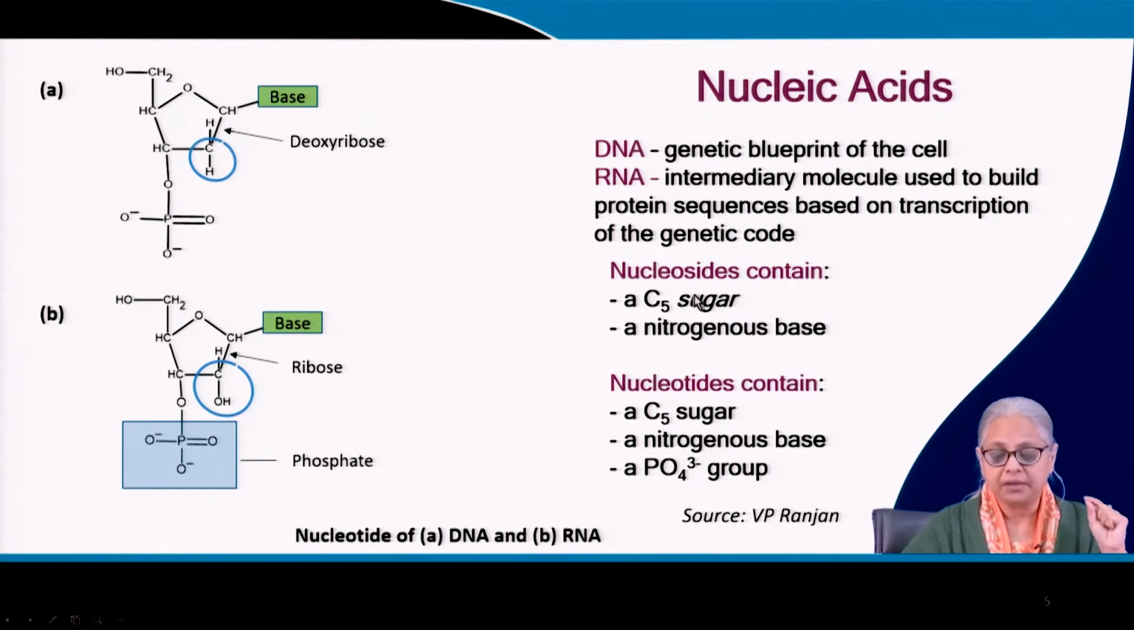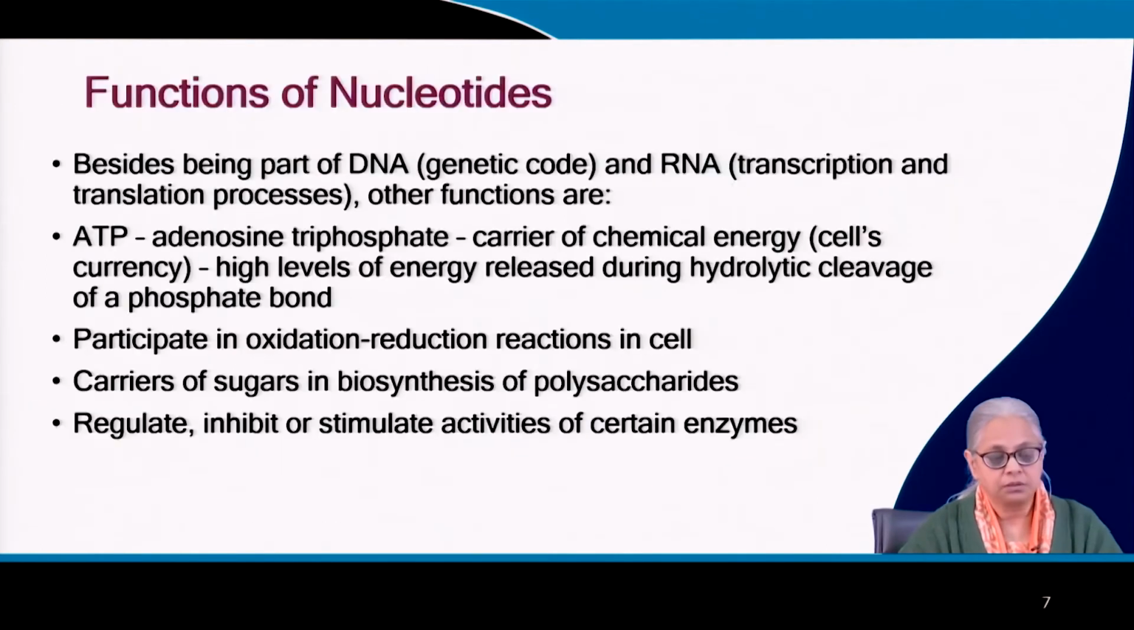What is a nucleoside? A nucleoside has only 2 parts. It has a sugar and a nitrogenous base. So the sugar and the nitrogenous base, the 2 of them are called nucleosides, and a nucleotide is the sugar, the nitrogenous base and the phosphate. So all 3 of them together are the nucleotides. And let's go to the next one.